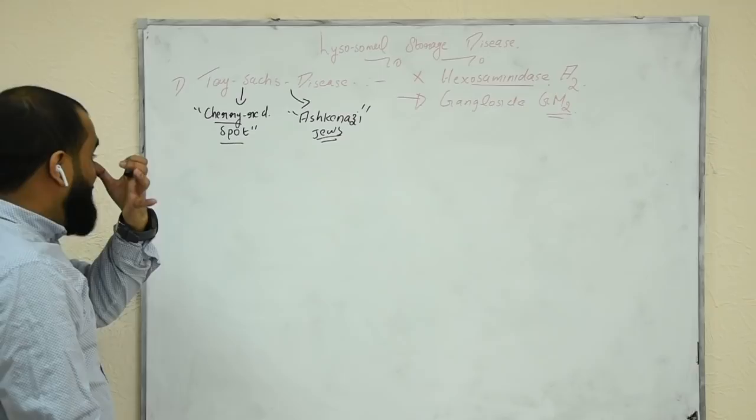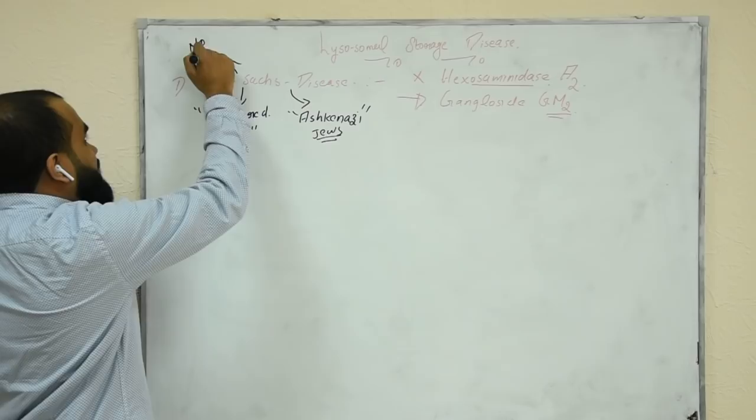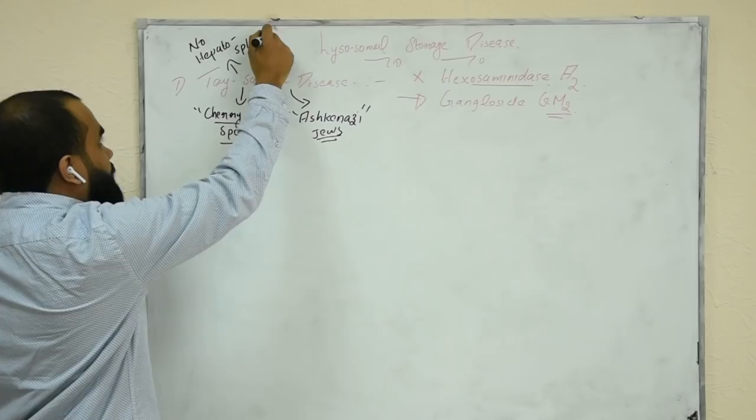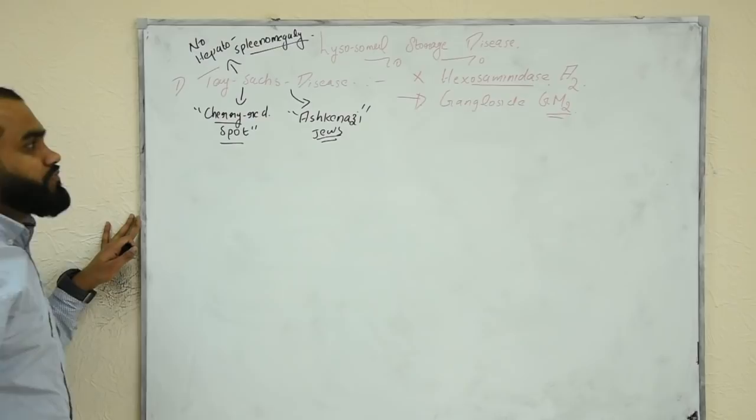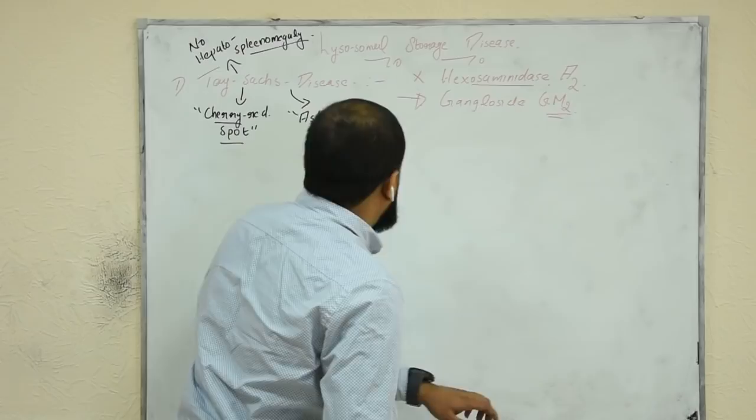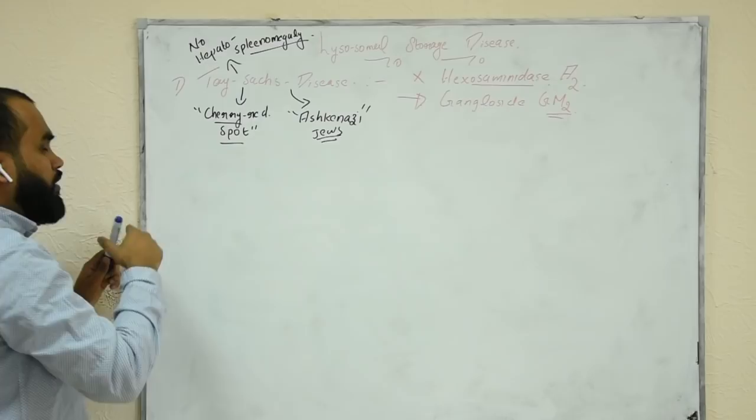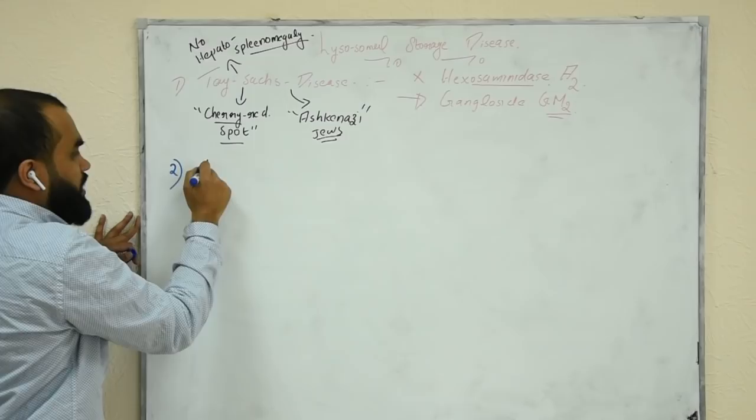And remember, it never causes hepatosplenomegaly. No involvement of spleen or liver. Now, that is all about Tay-Sachs. And there is no mental retardation, no mental changes. The second one is very important: like Tay-Sachs, we have Niemann-Pick disease.